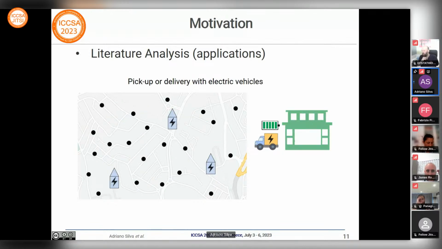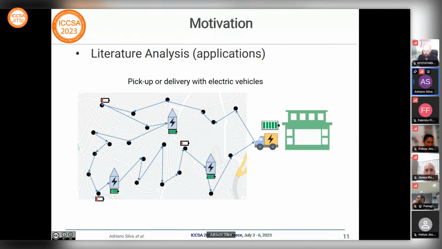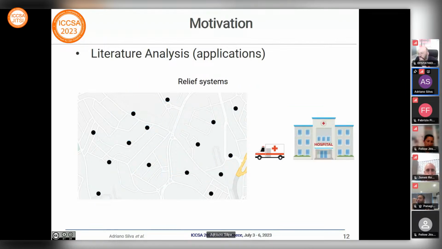Now, another example that is pretty interesting and more recent is the vehicle routing problem formulation using electric vehicles. In this formulation, the vehicle needs to remake the route plan once the battery is getting low. In this situation, the truck needs to visit a charging spot before proceeding with the task that it has been assigned. Now, another application reported in the literature less frequently, but still very important, is the relief systems.